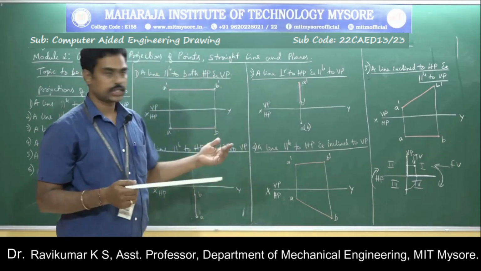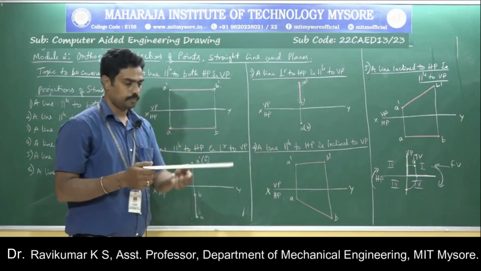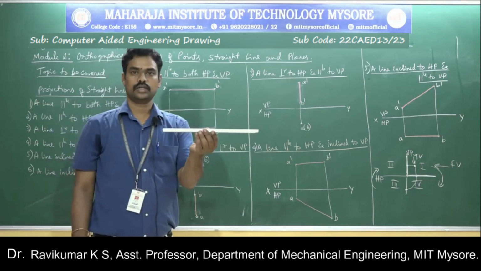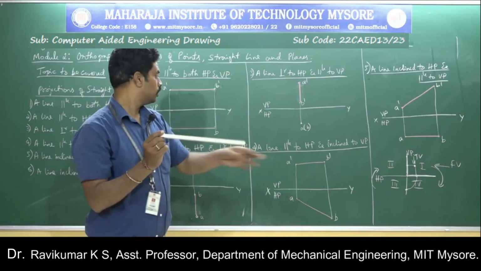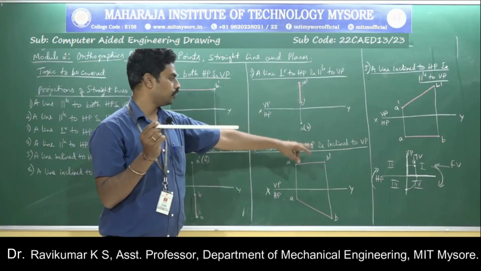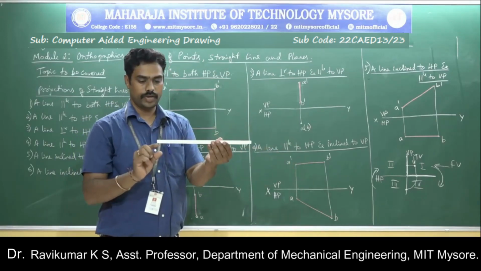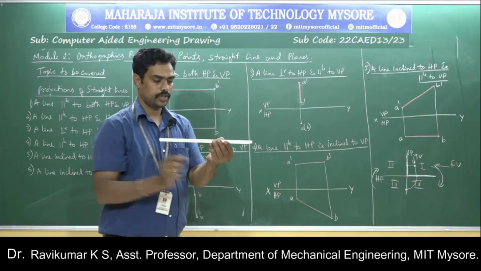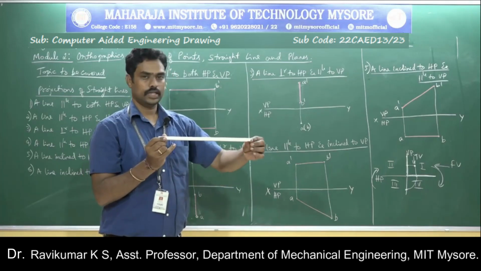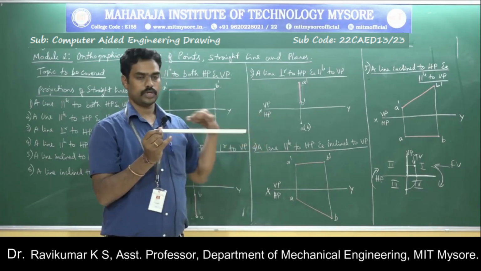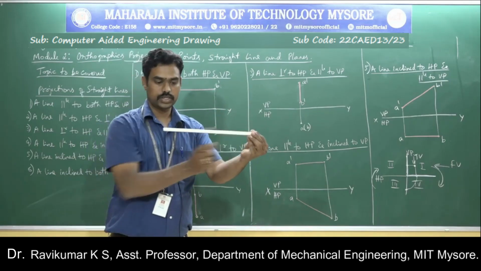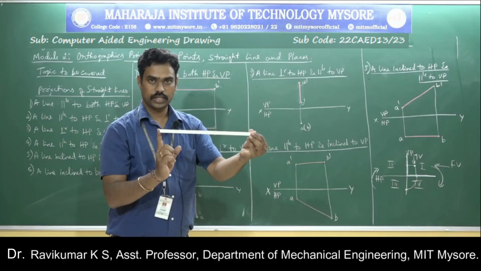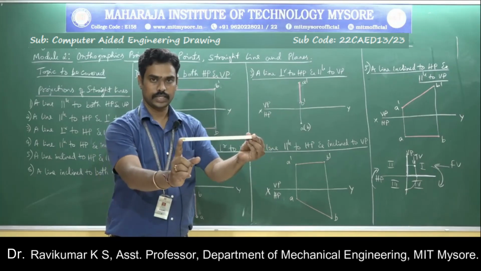So I'll start with the first case. The first case is parallel to both the planes. So this is the first case, parallel to both the planes. Now, this case is parallel to HP and inclined to VP. So parallel to HP, I will not vary the distance, this one and this one. Instead, I will vary the distance from this point to the board and this point to the board. I'll keep this as constant, left hand side, this as constant, this as radius. I am going to rotate this like this.